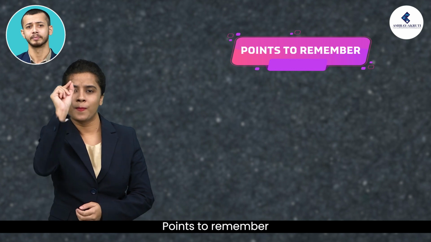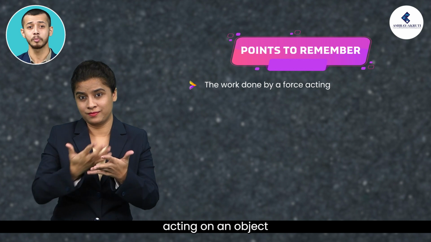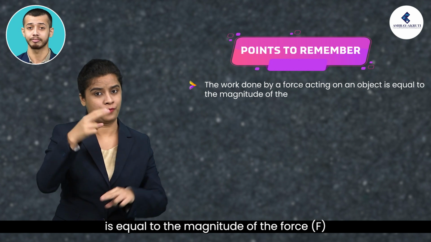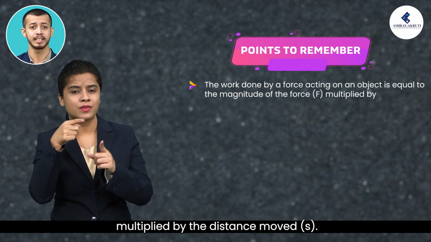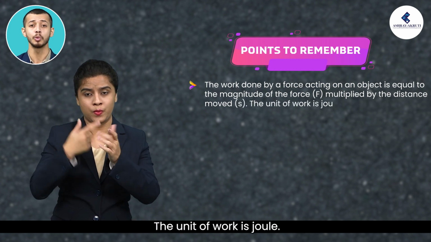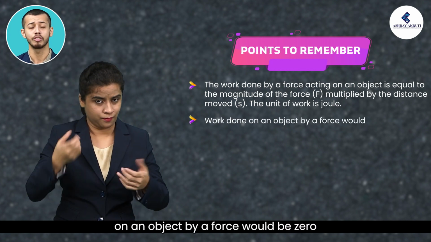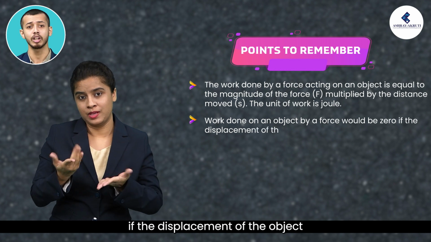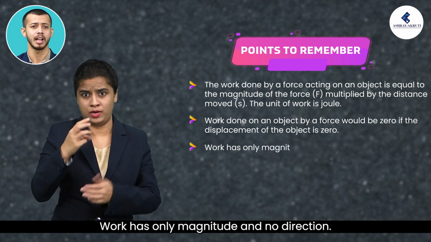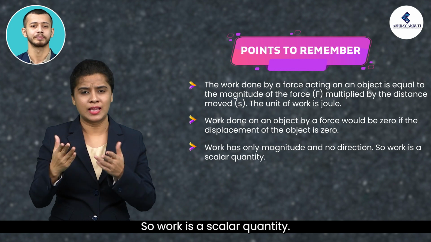Points to remember. The work done by a force acting on an object is equal to the magnitude of the force F multiplied by the distance moved S. The unit of work is joule. Work done on an object by a force would be 0 if the displacement of the object is 0. Work has only magnitude and no direction. So, work is a scalar quantity.